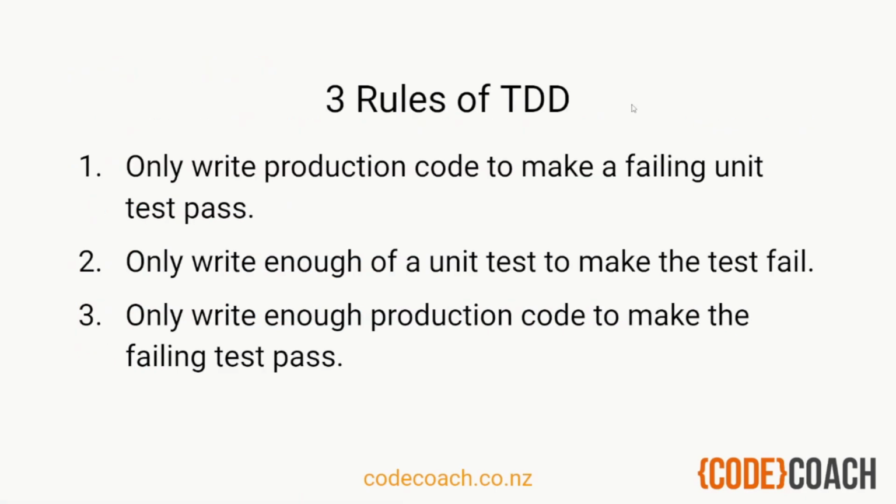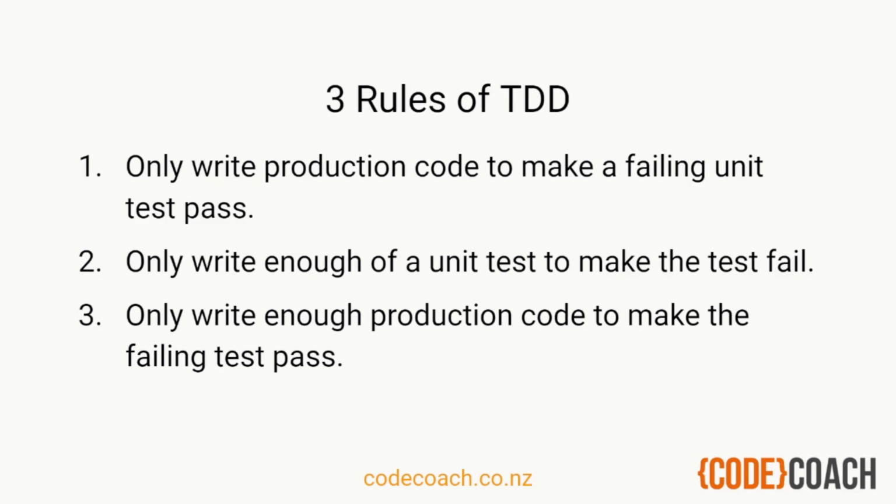All right, and how are we going to do this? Well, we're going to do this the test-driven development way, and it's useful to quickly recap the fundamentals of TDD. There are these things called the three rules of test-driven development. We're only going to write production code to make a failing unit test pass, which of course means we're not allowed to write any production code before we've got a test. We have to write a test before we can write any production code.